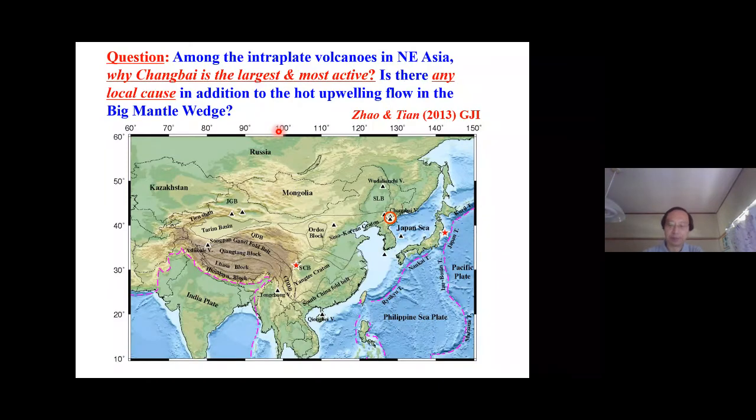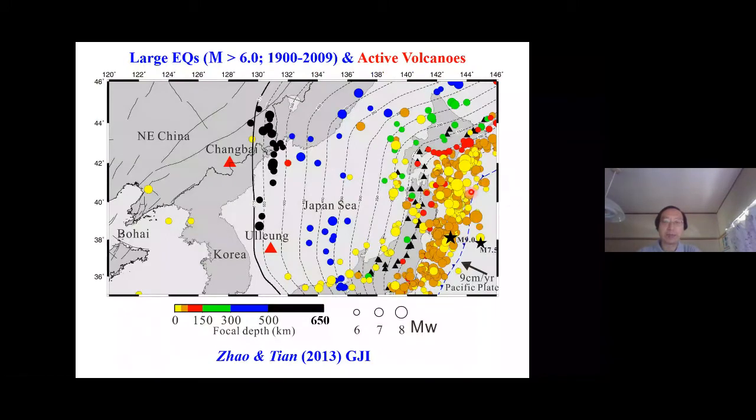in 2013 in our GGI paper. This figure shows the distribution of the large earthquakes in the subducting Pacific slab. The colors of the dots show the focal depths. The black dots show the very deep earthquakes with focal depths greater than 500 kilometers. These black dots are all big earthquakes with a magnitude greater than 6.0. Some of the deep events are greater than 7.7.